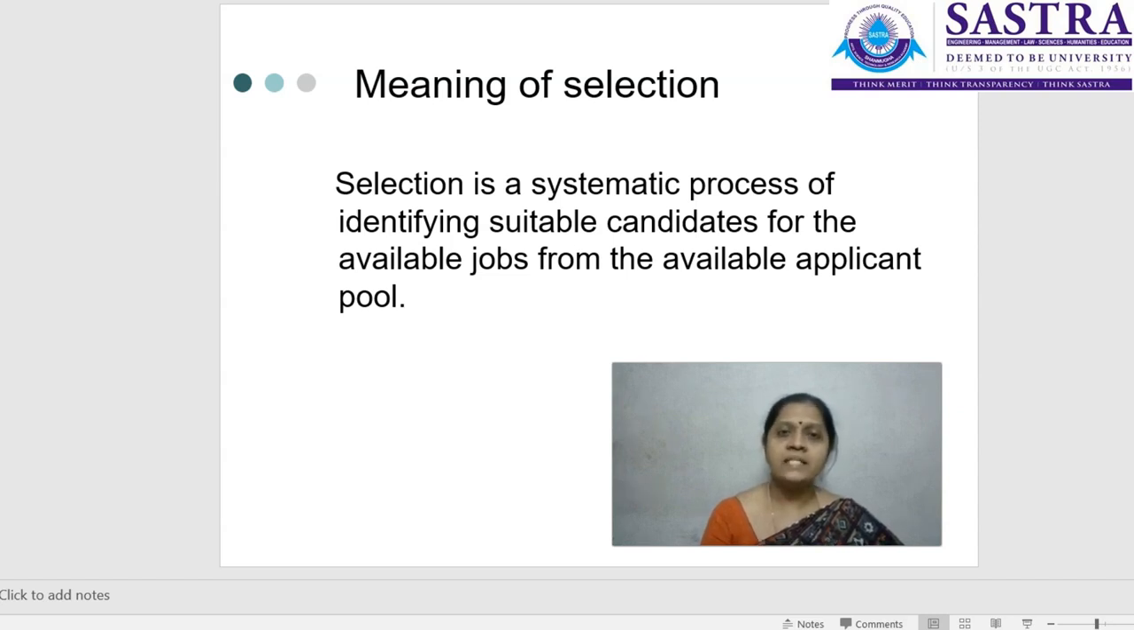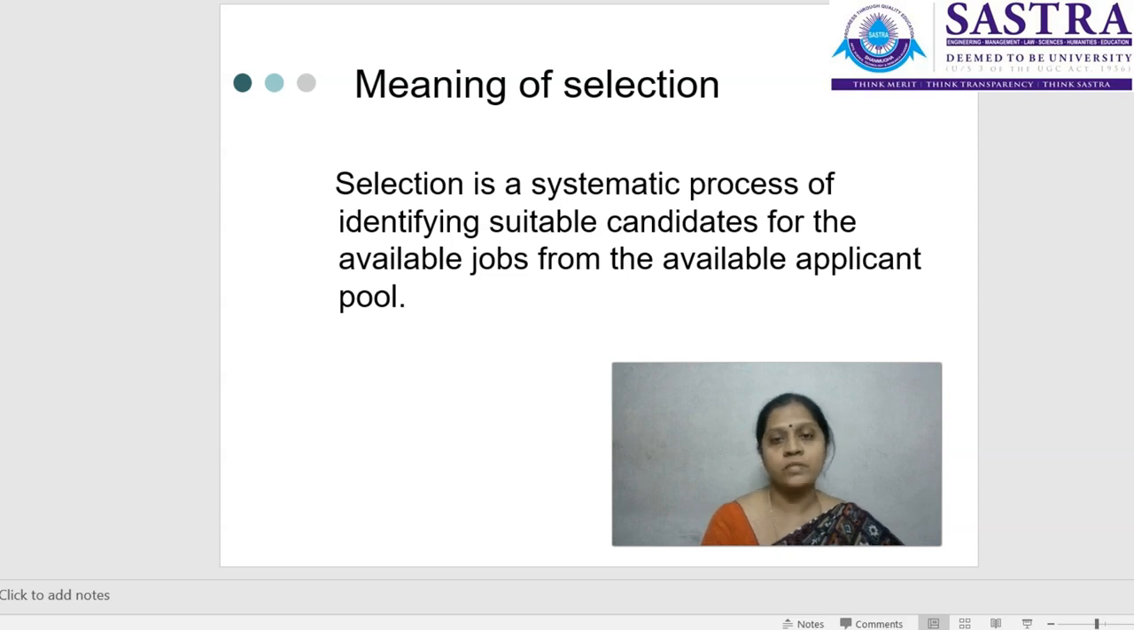But many times we have some confusion between the terms selection and recruitment, but they are different. The purpose of the recruitment and selection processes is entirely different. So let us understand the difference between the selection process and the recruitment process. We'll now discuss the difference between recruitment and selection.